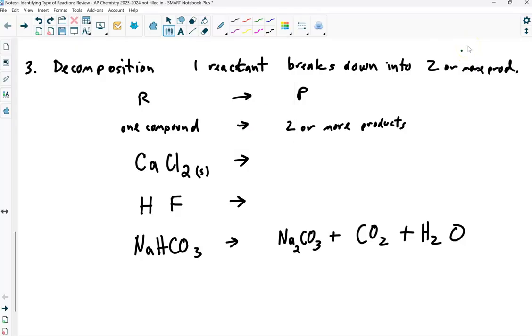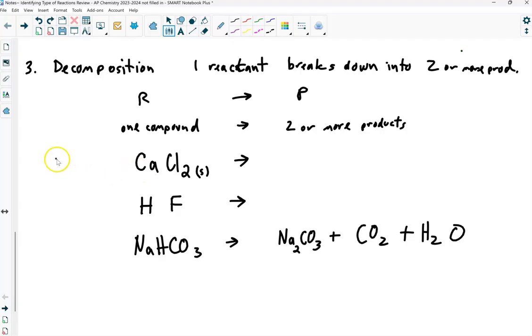Okay, moving on. Decomposition. Well, decomposition is really the opposite of synthesis. On the reactant side, you have 1 compound. On the product side, you'll have 2 or more products. So we'll go with calcium chloride. So again, to predict the products of decomposition.